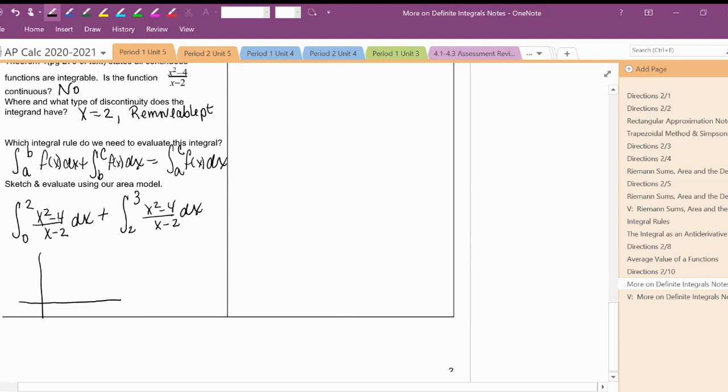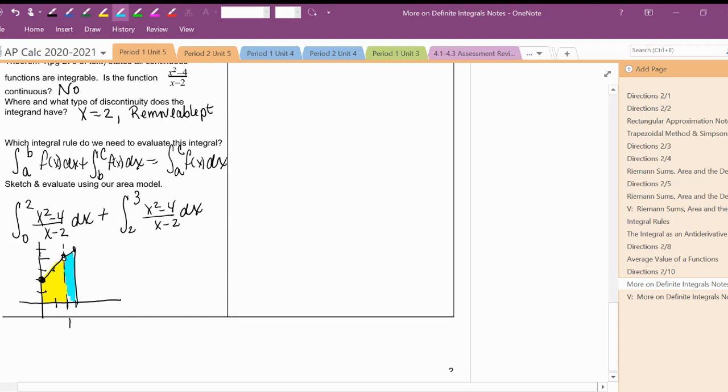So we know that this would just simplify to x plus 2. So here's our y-intercept of 2, and then we'd have our slope of 1 over 1, up 1, over 1, up 1. So here's our first part, our integral from 0 to 2, and then we're going to pick up where we left off. Go over 1, up 1, and here's our part from 2 to 3.